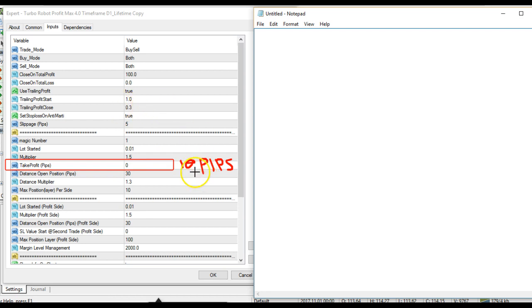So let's say we are using pips, this is simply your entry level, either a buy trade or a sell trade. The moment, let's say your starting lot size is 0.01, and this is a buy trade, it will go up as a buy trade. The moment it reaches 10 pips here, this is the 10 pips.